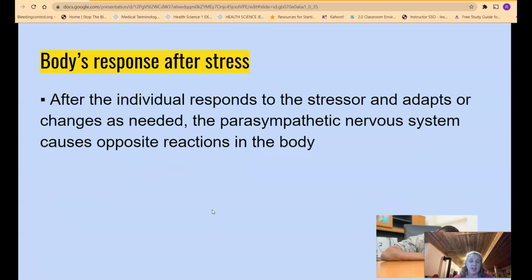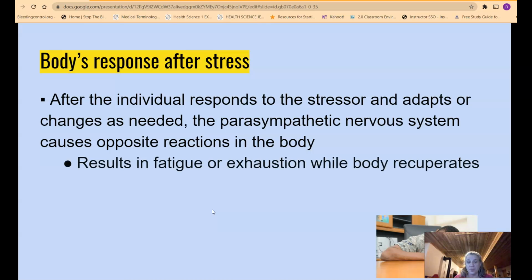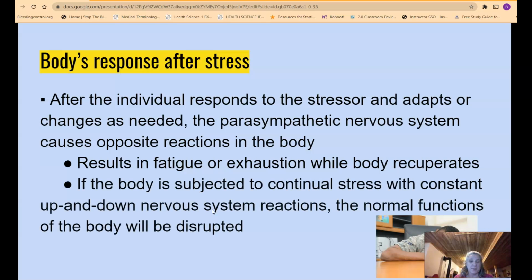After the individual responds to the stressor and adapts to changes as needed, the parasympathetic nervous system causes opposite reactions in the body. Results in fatigue or exhaustion while the body recuperates. If the body is subjected to continual stress with constant up and down nervous system reactions, the normal functions of the body will be disrupted. So this is why, like after maybe exams or a great big test, you become very tired afterwards, or sometimes you get sick because your immune system is run down a little bit due to the stress.